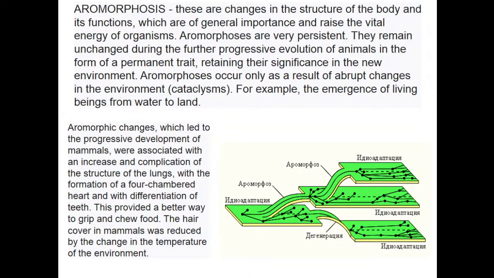And in this picture, with the green step, you can see that it shows different types of phylembryogenesis. When we speak about the plateau, we speak about idioadaptation. When we see development directed to increase from one step of development to a higher step, it is aromorphosis.